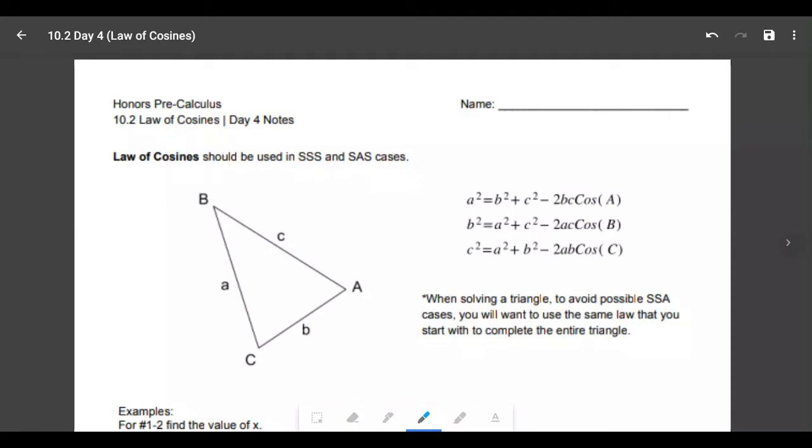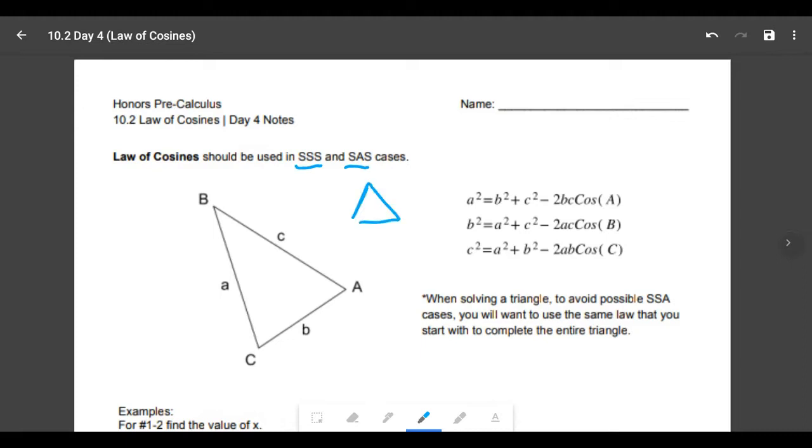Continuing with section 10.2, we are now going to move away from using law of sines and use this new equation that we are going to call law of cosines to finish solving for sides and angles in non-right triangles. What's special about law of cosines is that we are going to use this when we have triangles that are either side, side, side, or side, angle, side.